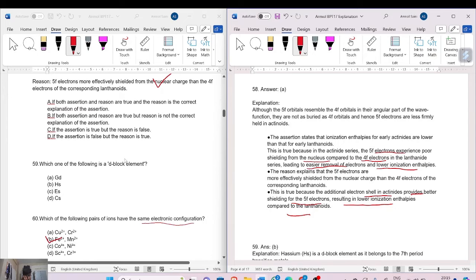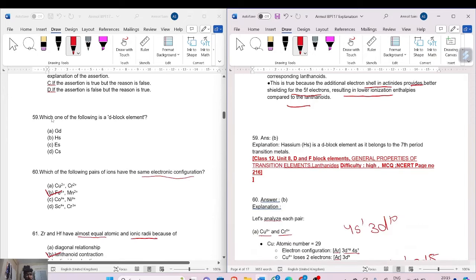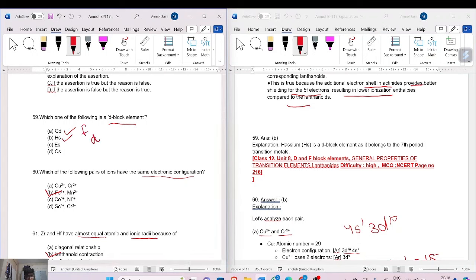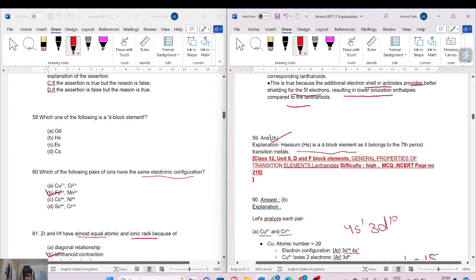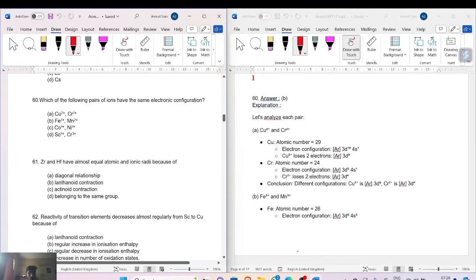So now let's come to question number 59. Question number 59 is asking which of the following is a D block element. Here we know Gd is an F block element, then Hf is a D block element, then Es is an F block element, and then cesium, Cs, is an S block element. So it is asking for the D block element. So option B, Hf, is correct because it is a D block element. Hafnium is a D block element, belonging to the sixth period of transition.